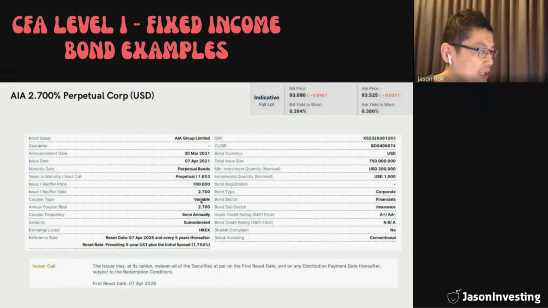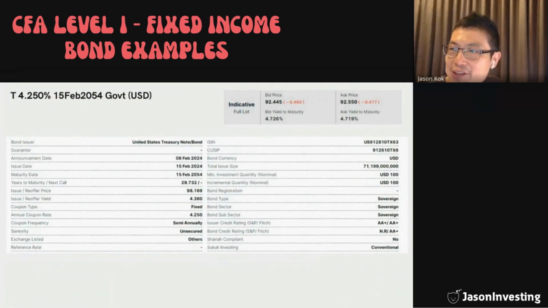And the coupon type is variable. This is a fixed bond. I'm not sure why the coupon type is variable. Probably I need to check. Maybe it's variable in the sense that this is a callable bond. Actually, I can check it now. I'm just going to ask ChatGPT.